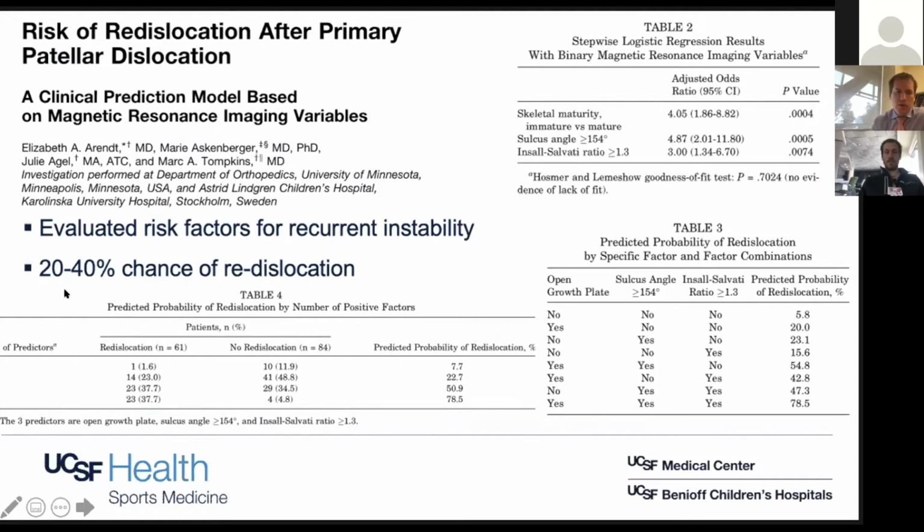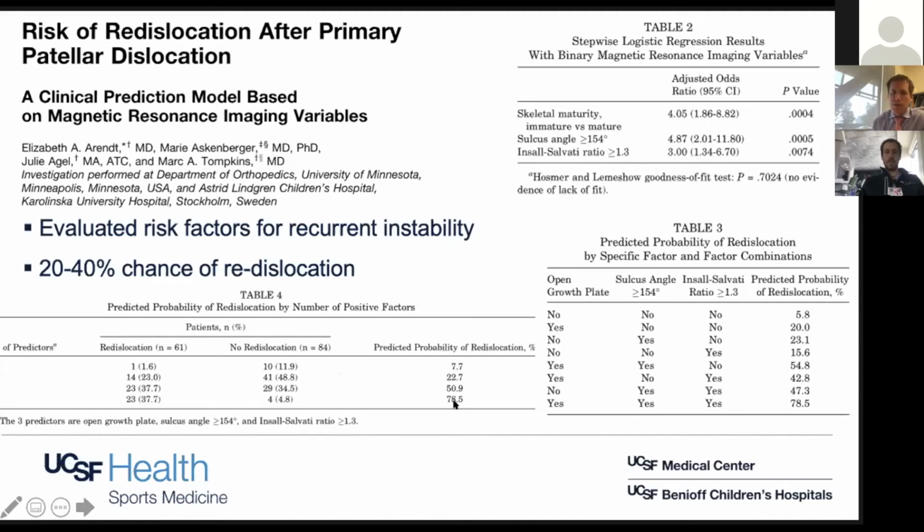And then what they looked at are these different predictors: whether they were skeletally mature, a sulcus angle greater than 145 or 154 degrees, so trochlear dysplasia, and an Insall-Salvati ratio greater than 1.3, so patella alta. Then they broke this out by the probability based on the number of positive factors. If you had 0 of those, your overall probability of redislocation was about 8%. If you had all of those, you were at 79%.